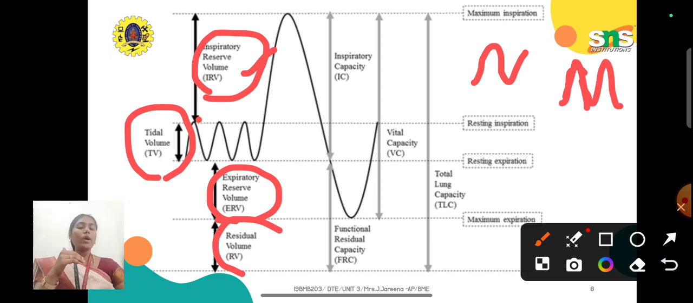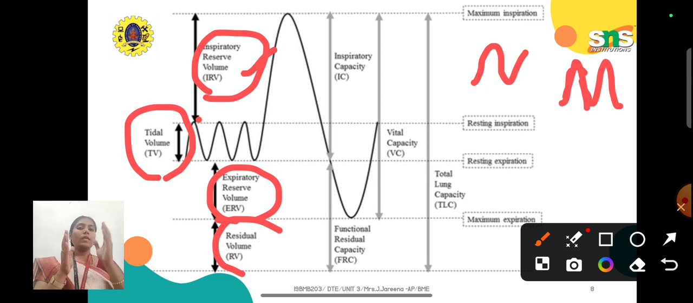In order to avoid these cases, it is naturally made in such a way that some amount of gas remains in the lungs even after deep exhalation. So even after deep exhalation, the lungs will not collapse. That is how it has been beautifully made in the structure, so the residual volume plays a very important role.